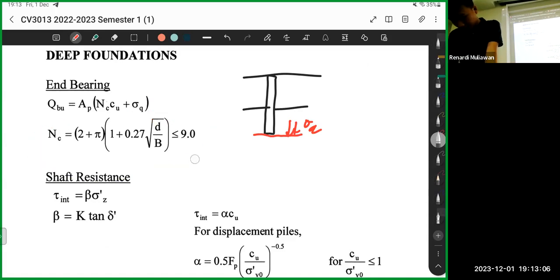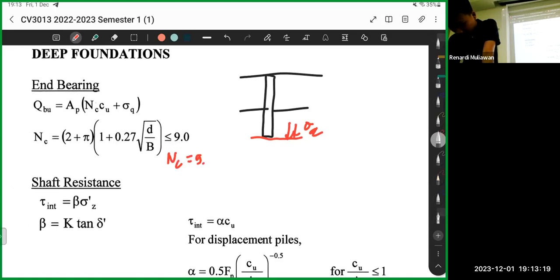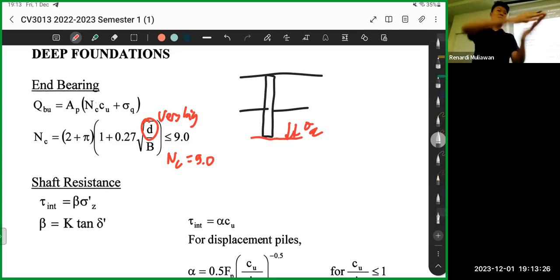Then for NC, now we have this factor, D over B. In this case, we usually assume that NC is 9. We assume that D is very big. D means the depth of the foundation, right? So if your D is very big, it means NC will most likely be above 9. That's why we just limit to 9 directly. So our first assumption is to set NC as 9.